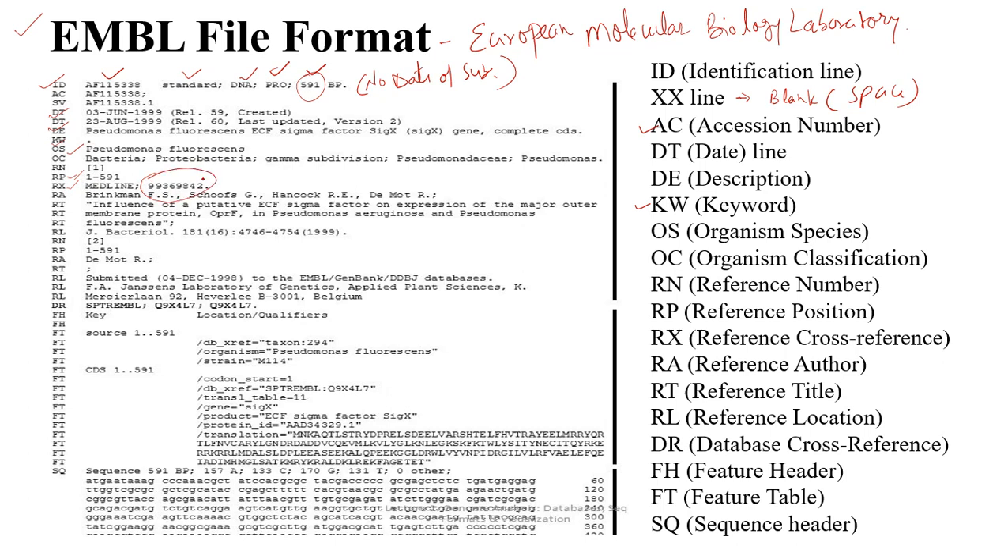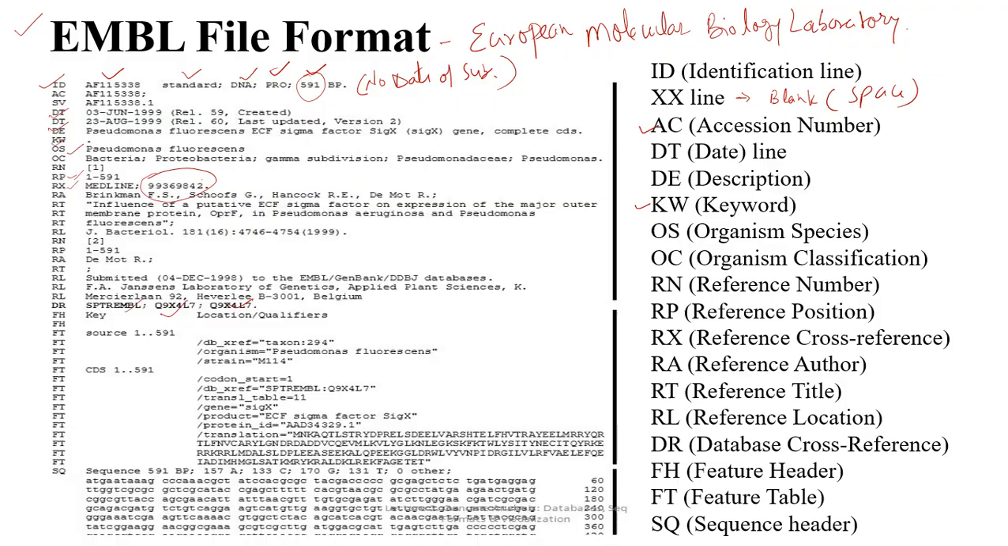If you go to Medline and type this number, you will get that same information. RA is a reference author. Who are the authors who worked on this? RT is a reference title. RL is a reference location. Then DR, database cross reference. SPTR, EMBL. You can go to this database and you can type these IDs. You can get the information about this particular file.